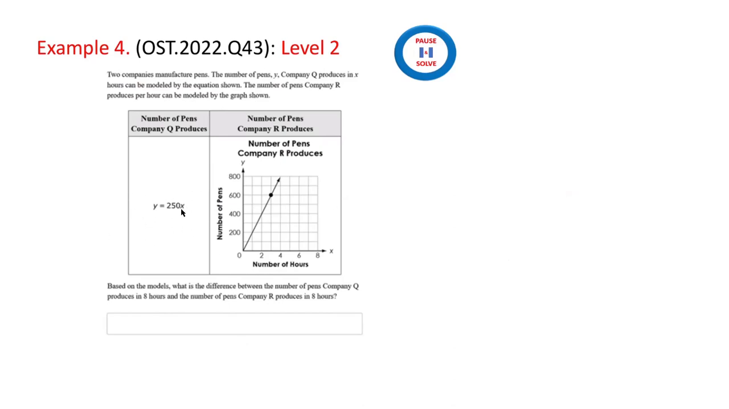Here, for instance, in one hour, it produces 250 pens. 2 hours, 500. Here, in 3 hours, 600. So they were nice enough to give you this point here as a hint. 3 hours, 600. So let's see how we can set it up.